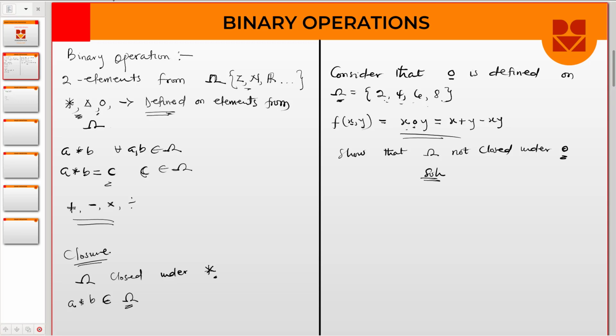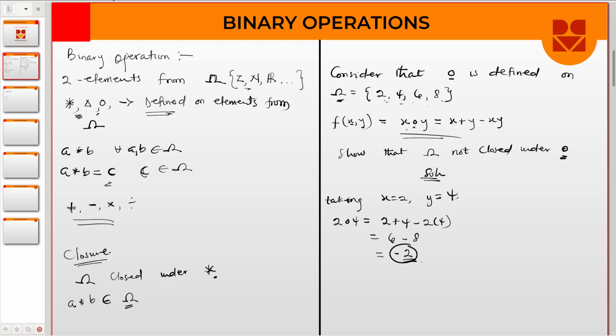So now let's take our x to be 2 and our y to be, let's say, 4. Now if we operate 2 operation 4, by the definition it should be 2 plus 4 minus 2 times 4, right? Which gives us what? 2 plus 4 is 6, 2 times 4 is 8, so this should give us negative 2.